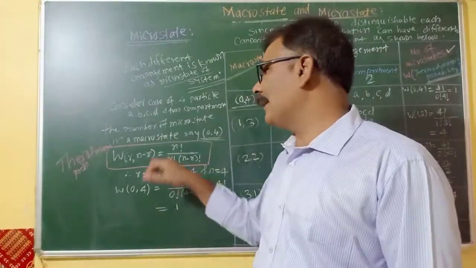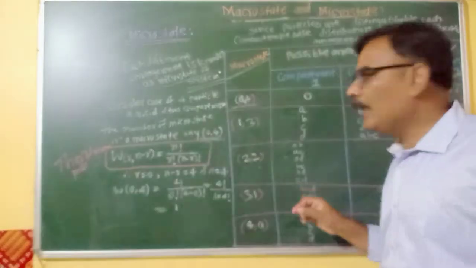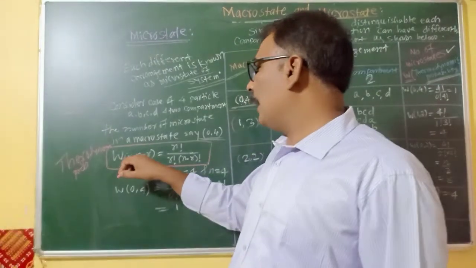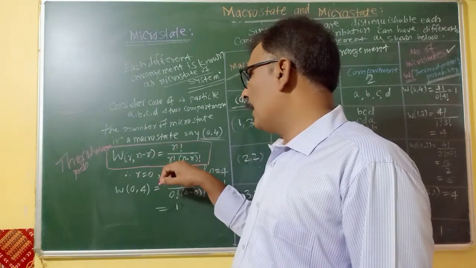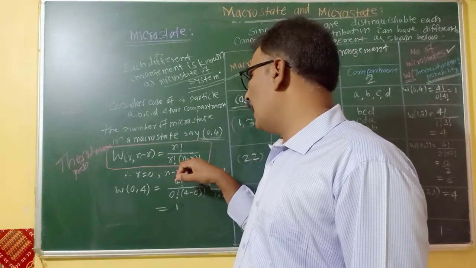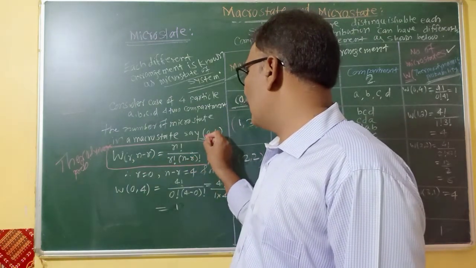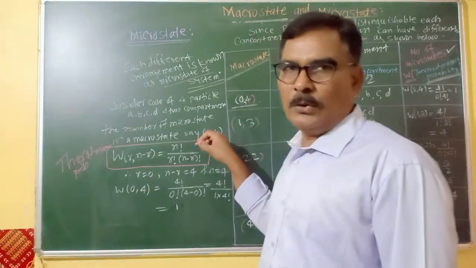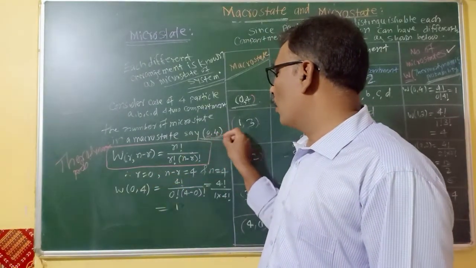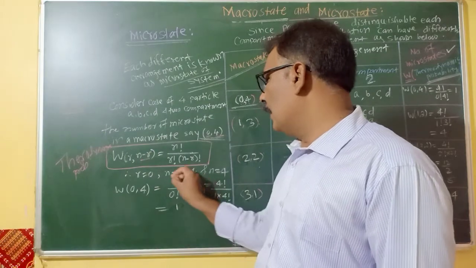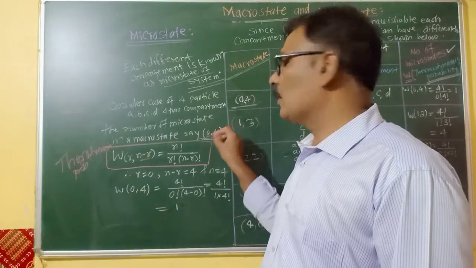By using that formula NCR, the thermodynamic probability W(R, N minus R) is equal to n factorial divided by R factorial into (n minus R) factorial. The first term is called R. Here 0 is considered as R. R is equal to 0. See here carefully. Then the second term is 4. 4 is considered as N minus R. N minus R is equal to 4. And the addition of these two, 0 plus 4, is 4.